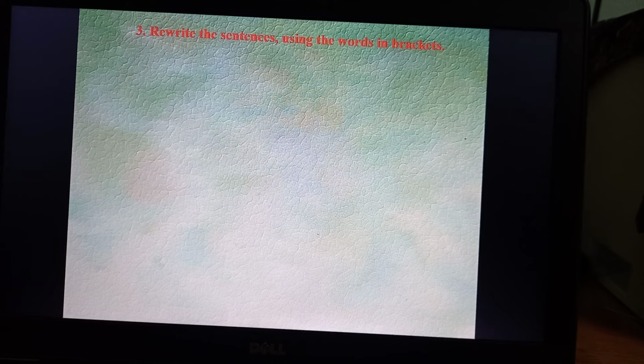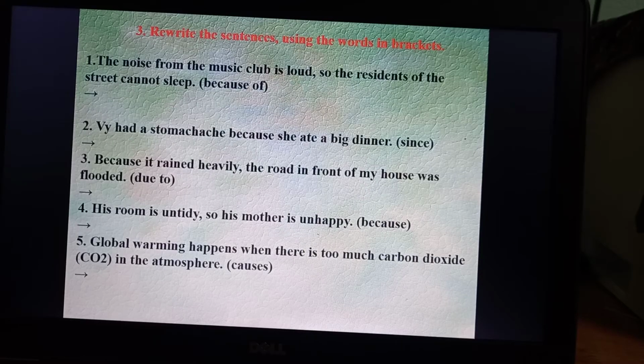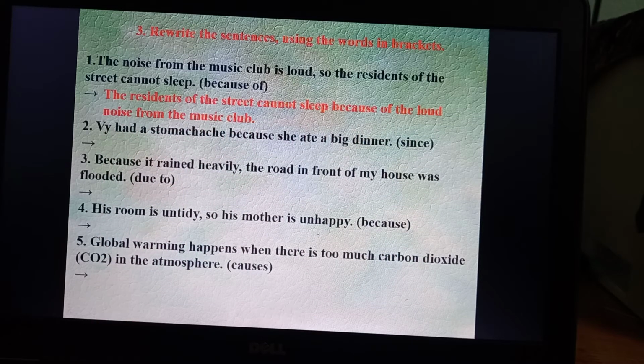Now let's change to task 3. Rewrite the sentences using the words in brackets. There are 5 sentences. You must rewrite the sentence by the cue in the brackets. Number 1. The noise from the music club is loud, so the residents of the street cannot sleep. Will you be able to rewrite this sentence? For example, residents of the street cannot sleep because of the noise from the music club. You must remember, after because of we use a noun or noun phrase, but after because we use a clause.